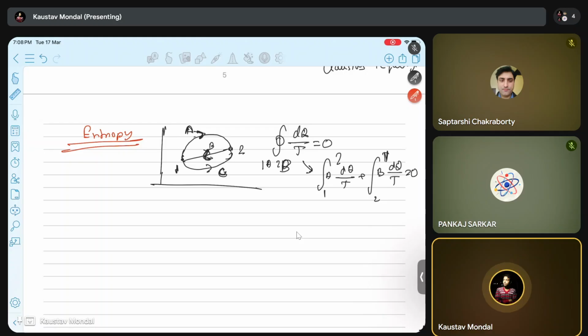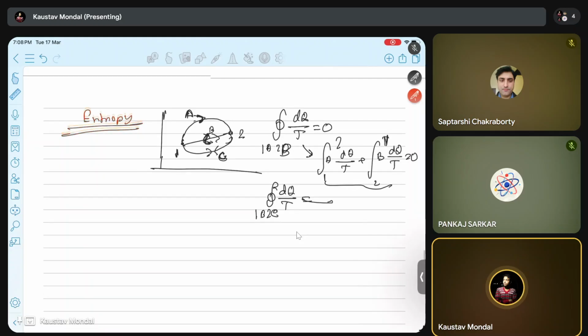Now, in a similar way we can write another process, from 1 to 2 via B and 2 to 1 via C. So it goes from 1 to 2 using path B and comes back using path C. In this way also, if you do the integration, it will take this kind of form.